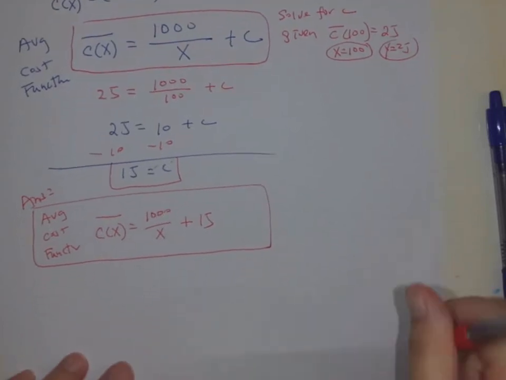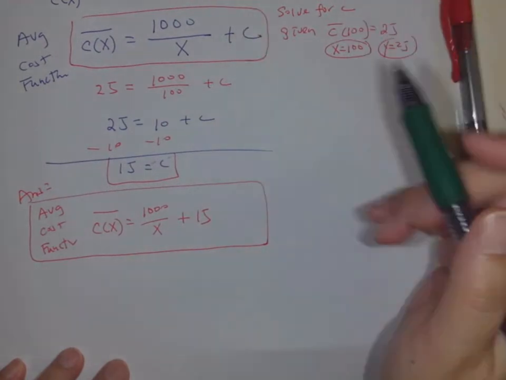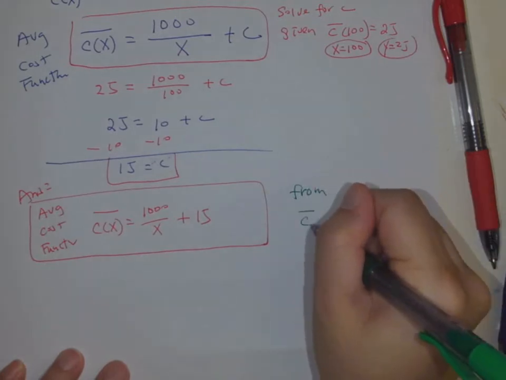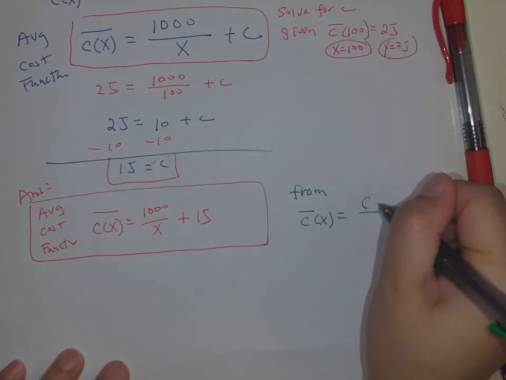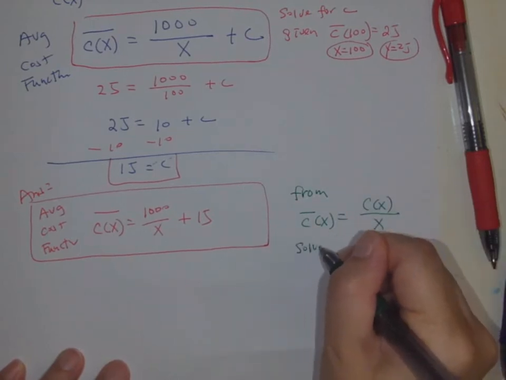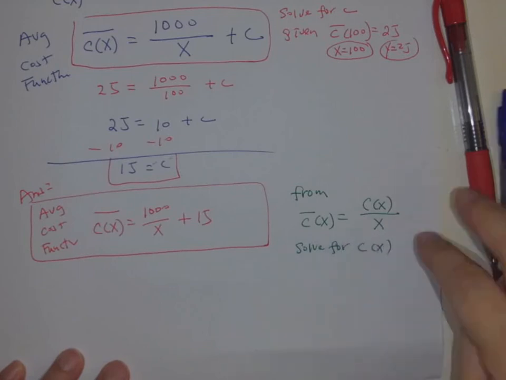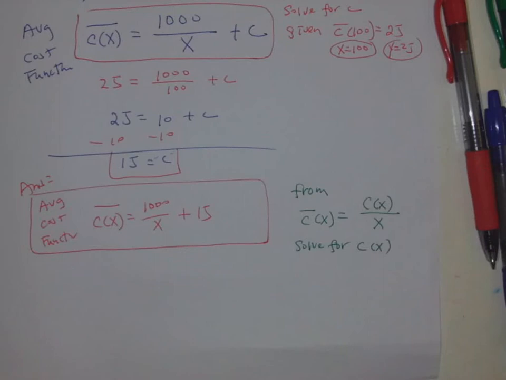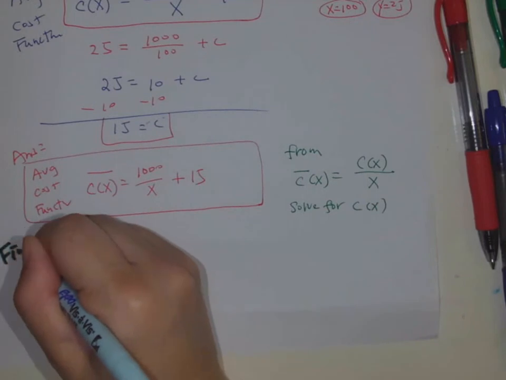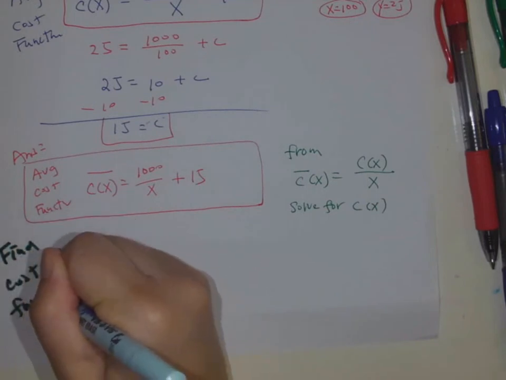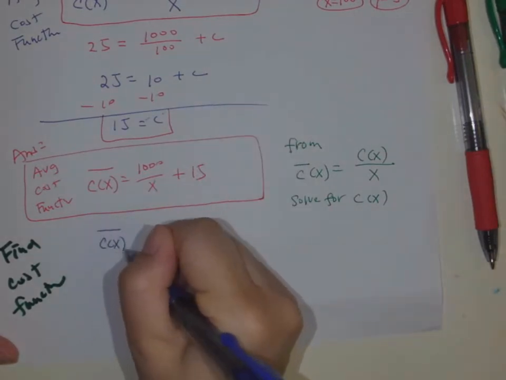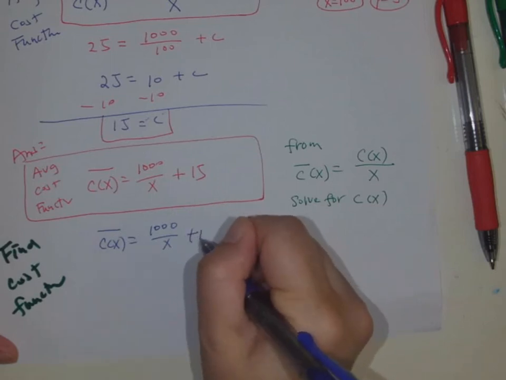And how do we go from the average cost function back to the cost function? Normally, bar c of x equals the cost function divided by x, right? I need to get c of x, so we need to solve for c of x. Basically, both sides multiply by x, right? So we're going to try to find the cost function using the average cost function. We started with this: bar C of x equal to 1,000 over x plus 15.